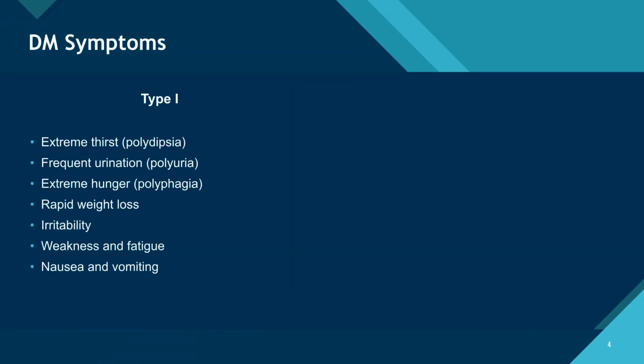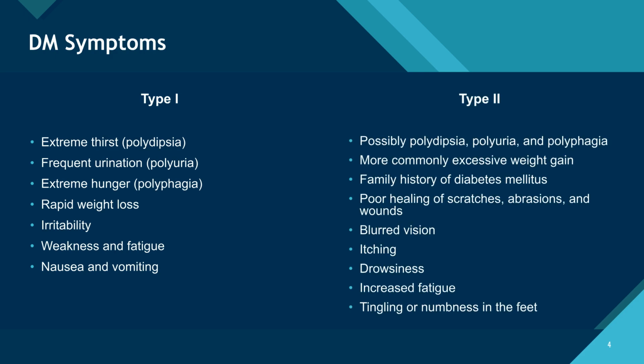Symptoms for type 1 diabetes include extreme thirst, frequent urination, extreme hunger, rapid weight loss, and irritability. Type 2 symptoms commonly include excessive weight gain, family history, poor wound healing, blurred vision, itching, drowsiness, increased fatigue, and tingling or numbness in the feet.